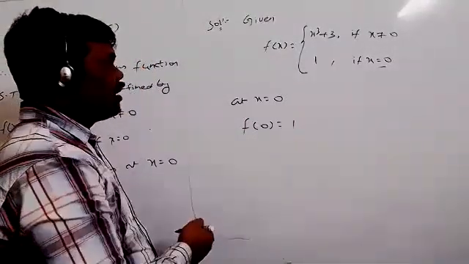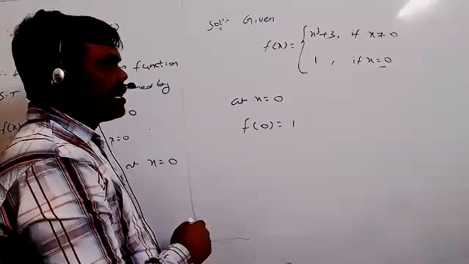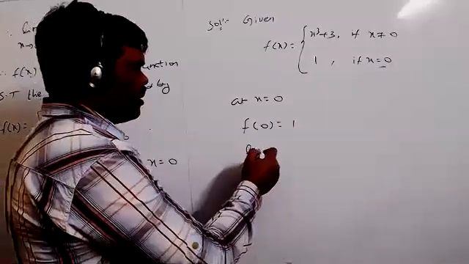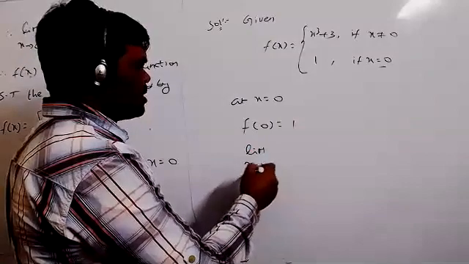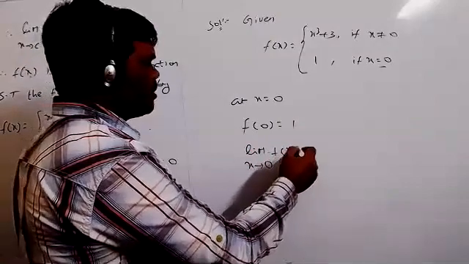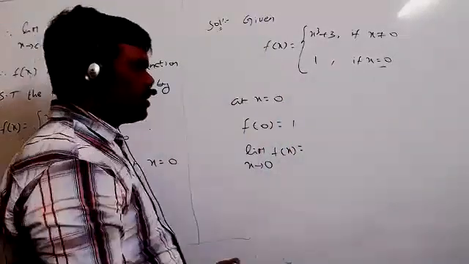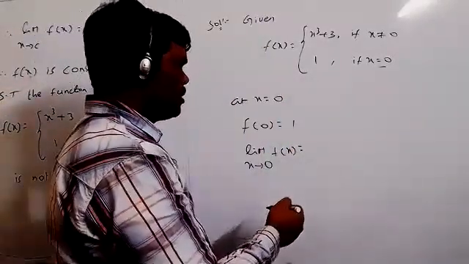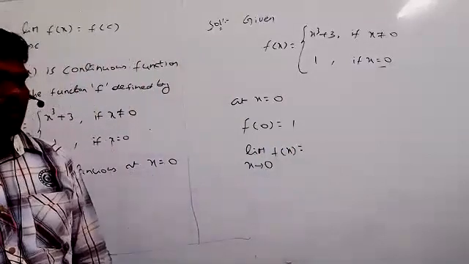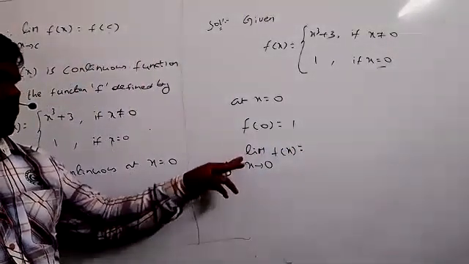Next you can find the limit directly. So limit x tends to 0, f of x equals, take this function here. Sir, how is f of 0 equal to 1? Because if you take the limit here, what is the meaning of limit here now?